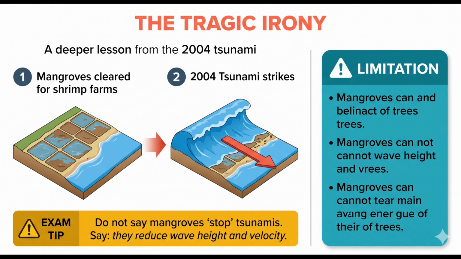Do not say mangroves stop tsunamis. Say they reduce wave height and flow velocity. That is the accurate statement, and it is also the one that earns full marks.